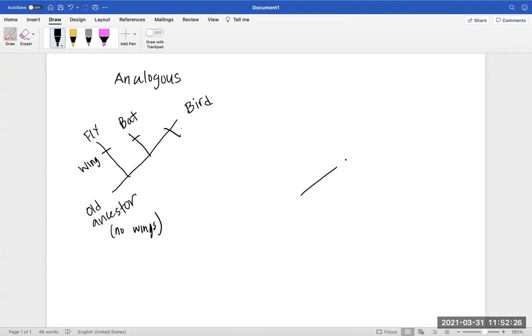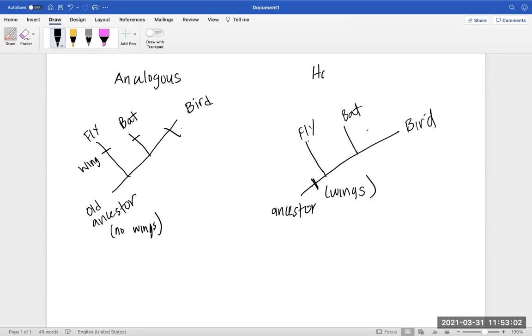And then we have, I'm gonna use the same organisms. I'm gonna say ancestor here. And then we have a fly, bat, and a bird. In this, the ancestor had wings. So I'm gonna say wings. These wings stayed with the fly, the bat, and the bird. So that's homologous.